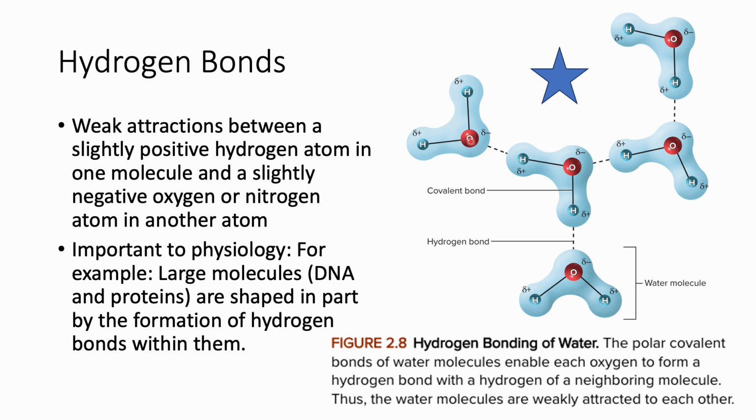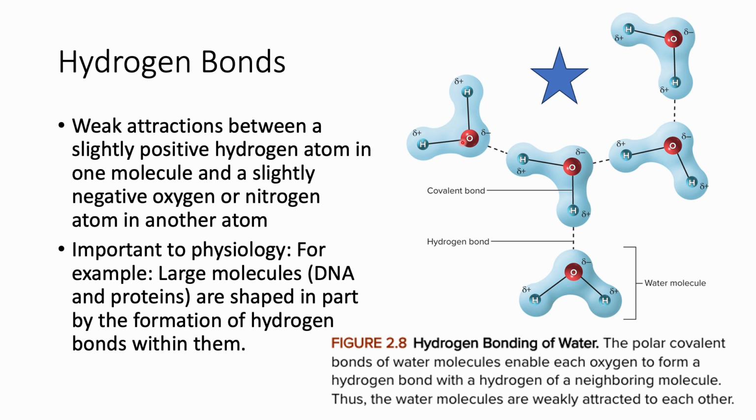Between this oxygen and hydrogen, and this oxygen and this hydrogen, we have a solid line to represent a covalent bond. And again, we're also able to see that the electron cloud is not equally distributed. So this is therefore a polar covalent bond.